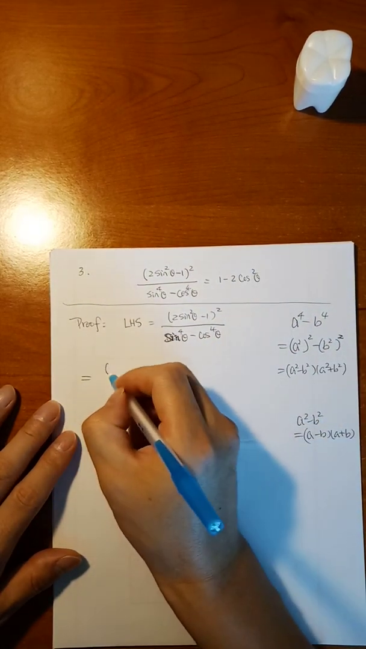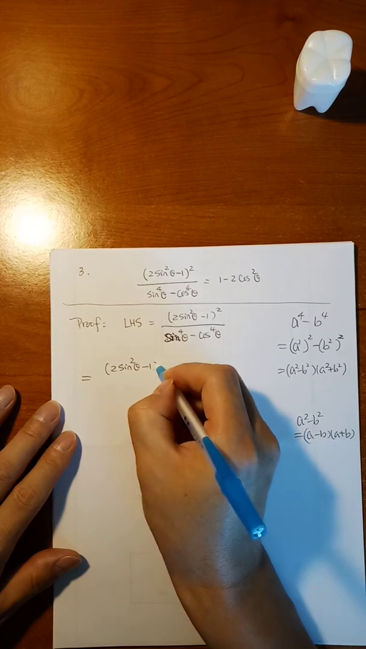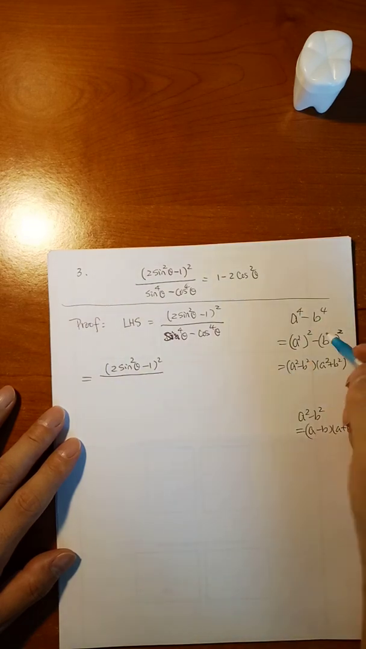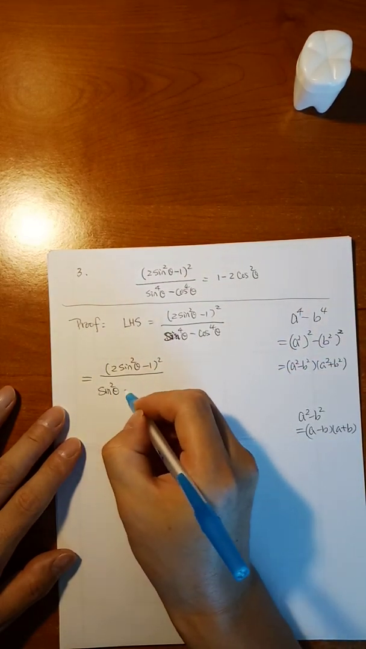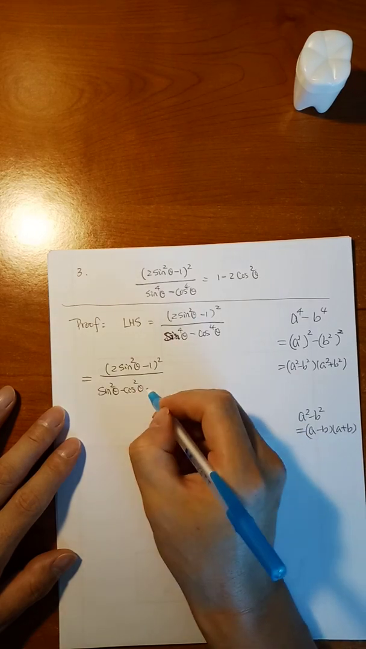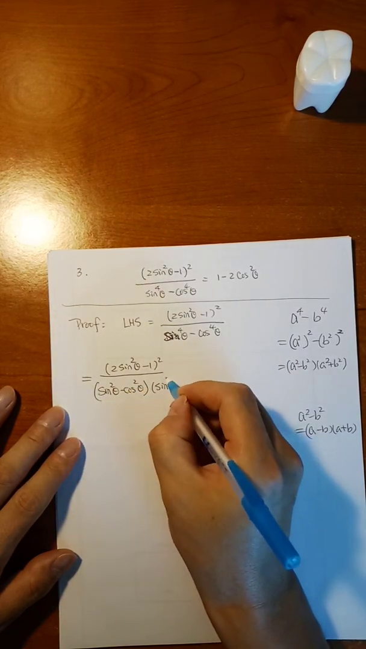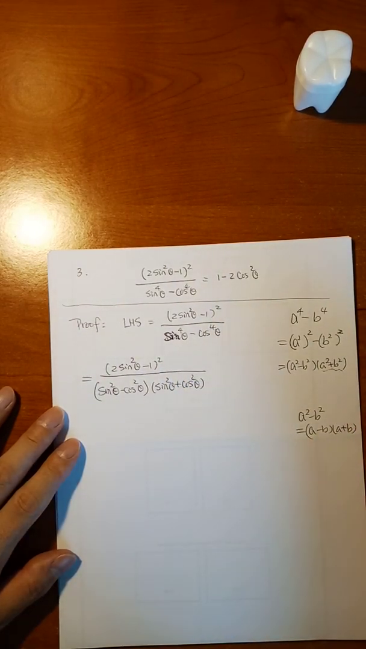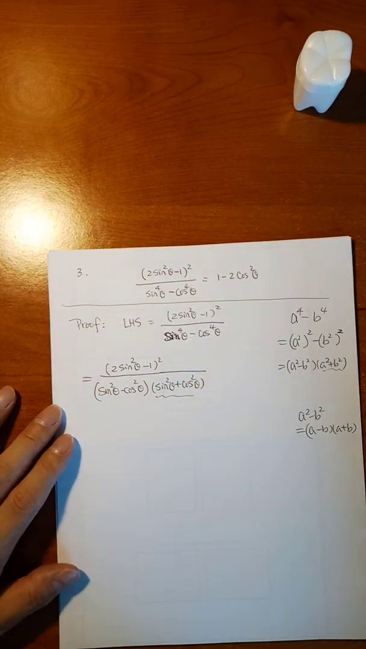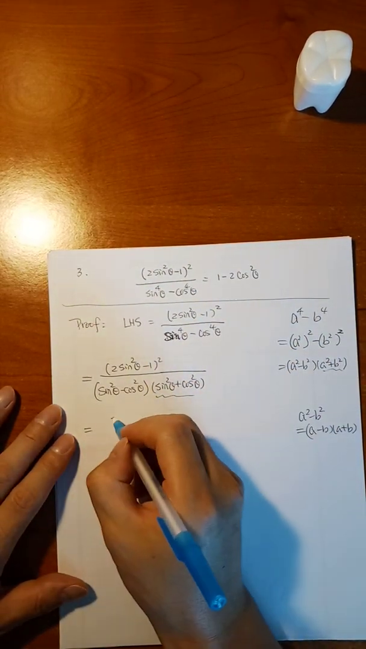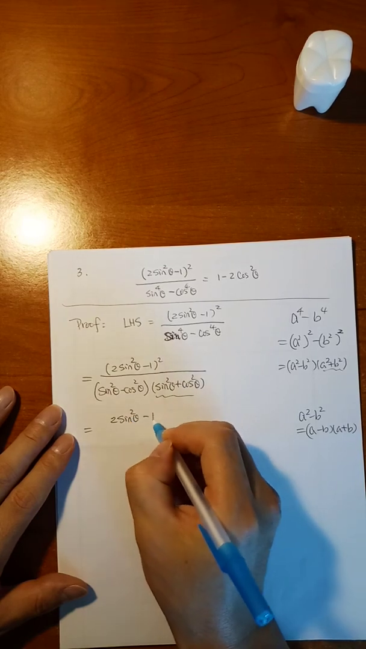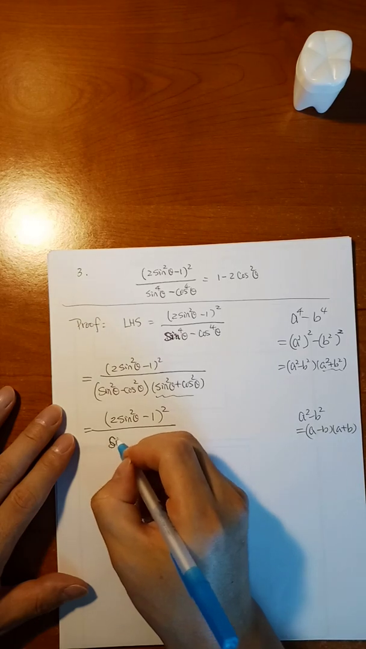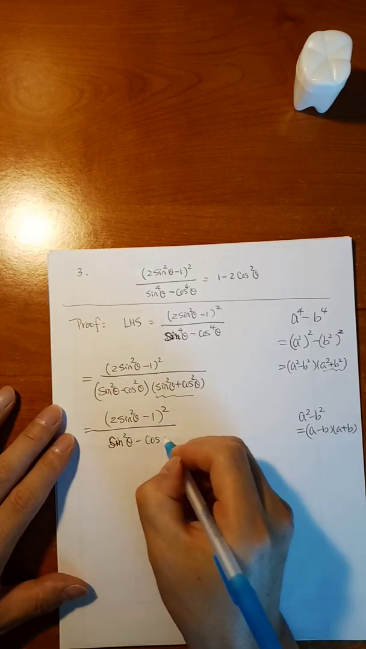So let's keep the numerator and consider the denominator, sine to 4 minus cosine to 4. It becomes sine square minus cosine square times sine square plus cosine square. Right? And you notice that sine square plus cosine square is equal to 1. So it becomes 2 sine theta minus 1 squared over sine theta square minus cosine theta square.